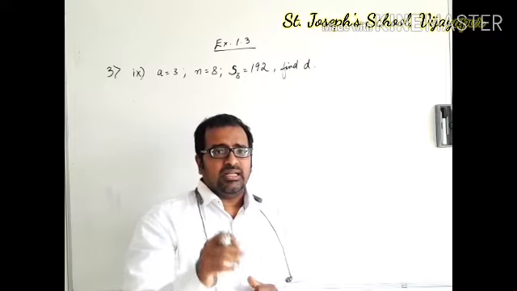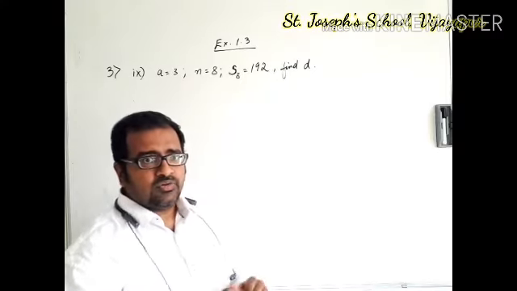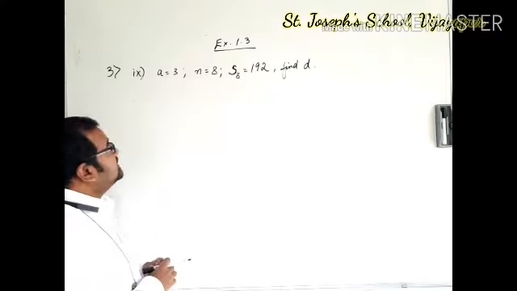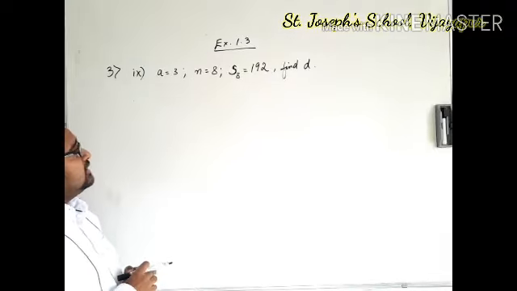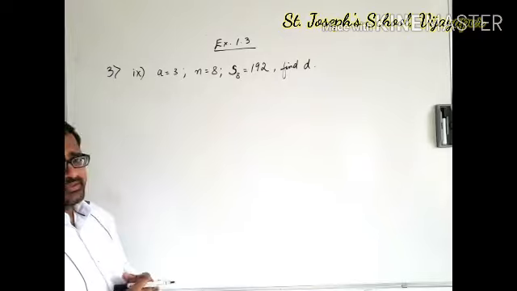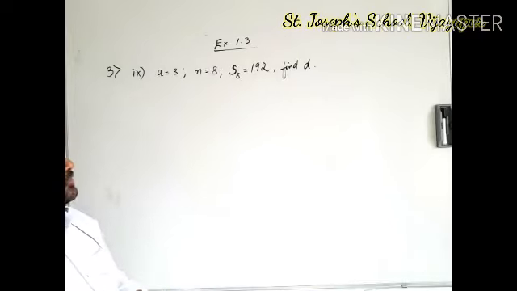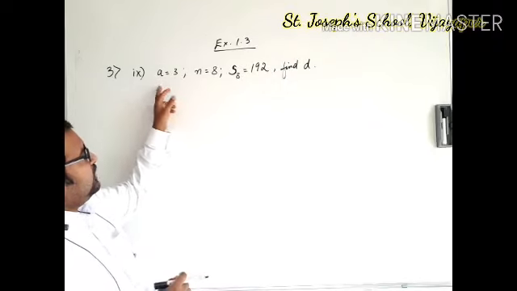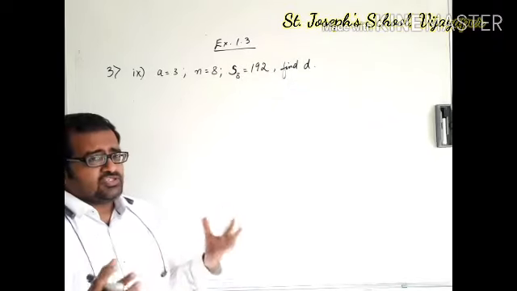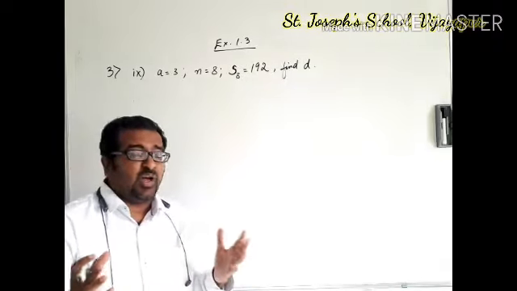Sub question number 9 from main question number 3 from exercise 1.3 goes like this. a is equal to 3, n is equal to 8 and S is 192, which is S8 obviously. S8 is 192. Find d. Since we know the n value, a value and S8, but we don't know the last value, a8, the 8th value.